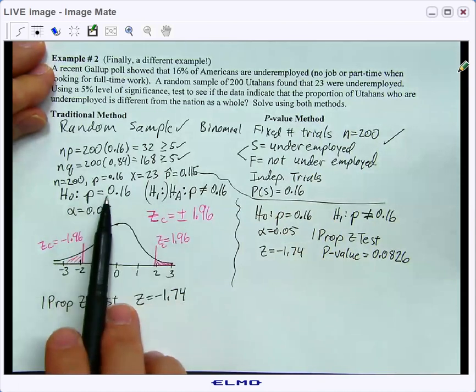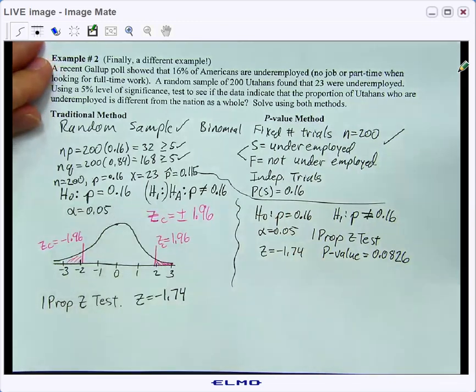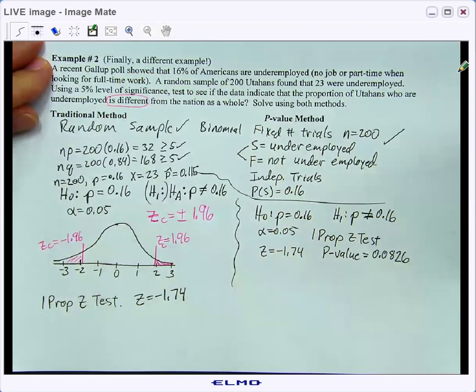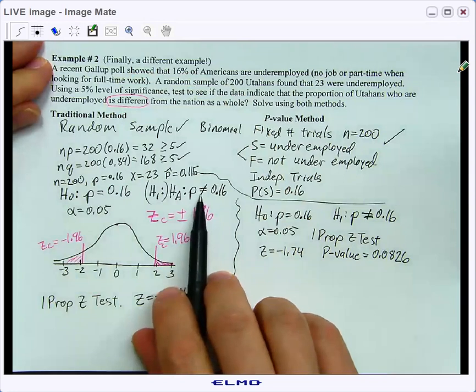So our null hypothesis is that the population proportion of underemployed Utahns is 16% since they're part of the nation. But the claim that we're putting on trial is if it is different in Utah than the nation as a whole, and different could be higher or lower, so we're going to use a not equals to here.